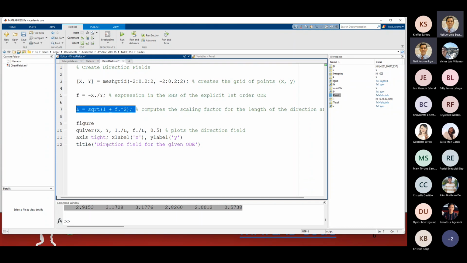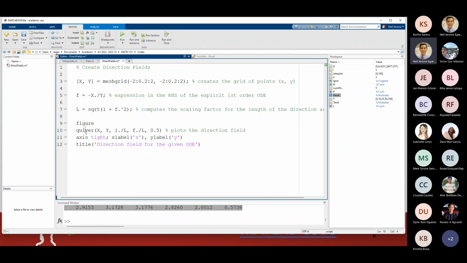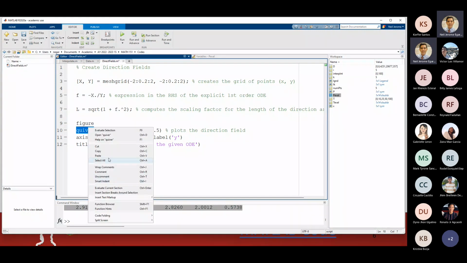And then lines 9 to 12, generates the direction field. Basically, quiver yung ginagamit niya. Quiver or the quiver command and what it does, you just right-click on it. Tapos, pwedeng help. Yeah, help on quiver. Alright? Gusto nyo makita yung ginagawa niya.